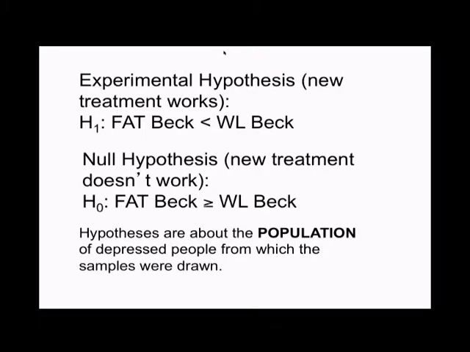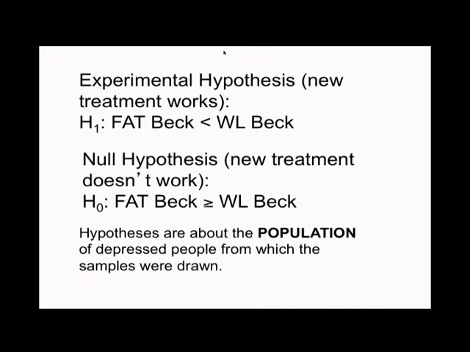So our experimental hypothesis is that people who go through FAT are going to end up with lower Beck scores than people who are just on the waiting list, than people who don't get the treatment. Now, this is the way that we reason in a research study when we're doing inferential statistics. We aren't going to directly test that hypothesis. What we're going to test is an alternative, the null hypothesis. So what we're going to say is, okay, for the purpose of this study, let's start out with a hypothesis that our new treatment doesn't work.